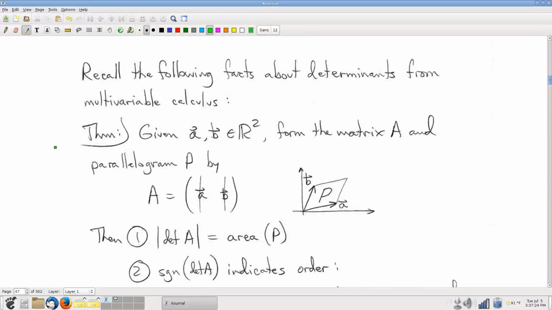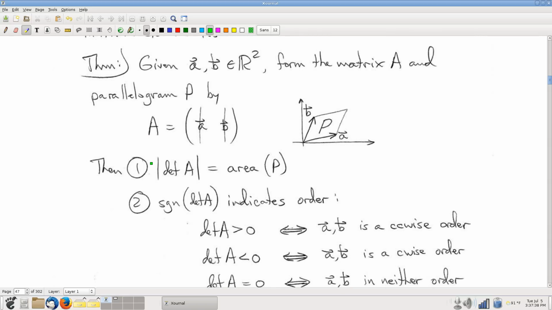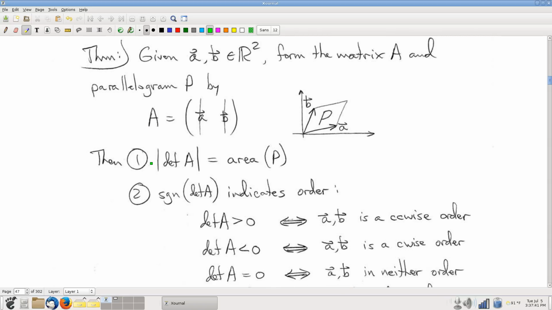So we're going to revisit now some previously discussed facts about determinants from multivariable calculus. Everyone in this class should have had a course in multivariable calculus. In our multivariable calculus course here at Duke, here is one of the standard facts that gets presented.